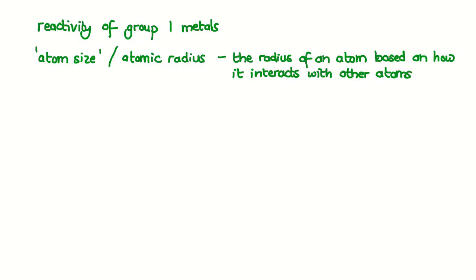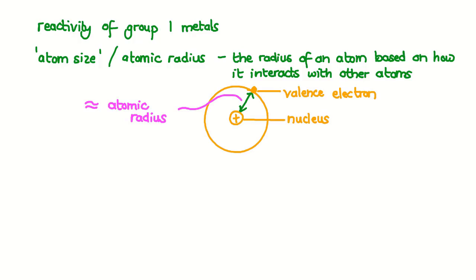We have seen that melting point decreases down the group, density increases, and hardness decreases. These trends, as well as reactivity, can be understood by looking at the atom size. Atom size, more formally referred to as atomic radius, is the radius of an atom based on how it interacts with other atoms. And this distance is approximately equal to the distance between the nucleus and the valence electron, as shown by the double-headed green arrow. The atoms of the group 1 elements all have one valence electron, just like in this diagram.